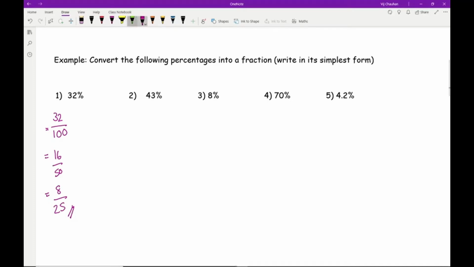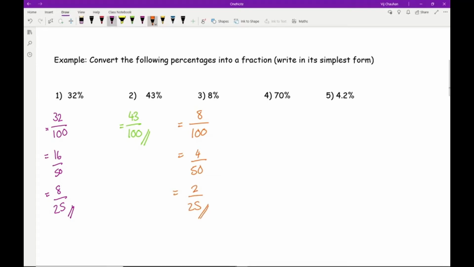For number 2, let's use a different colour. Again, I'm going to do 43 over 100. Because I know that 43 is a prime number, there is no other simplifying I can do, so that is my final answer. Then let's move on to 3. Again, I'm just going to take 8, which is the percentage, and simply divide that by 100. As they're both even, I can divide both numbers by 2. Again, still both even, so I can divide by 2 again. So I get 2 over 25.